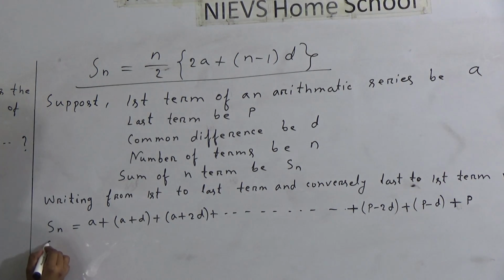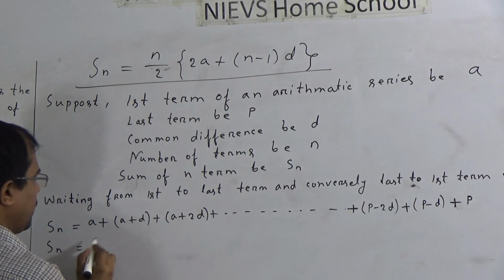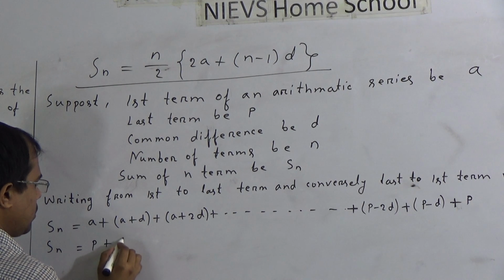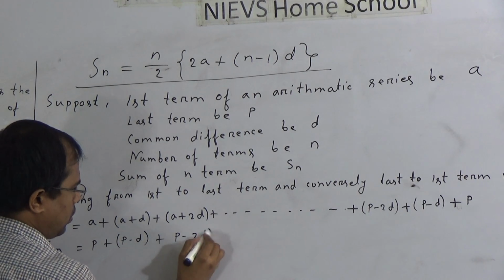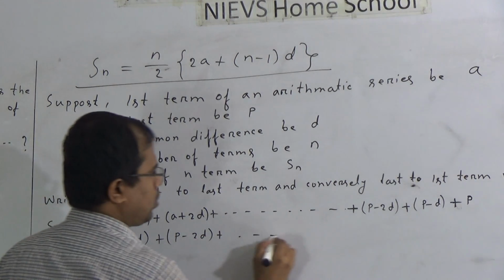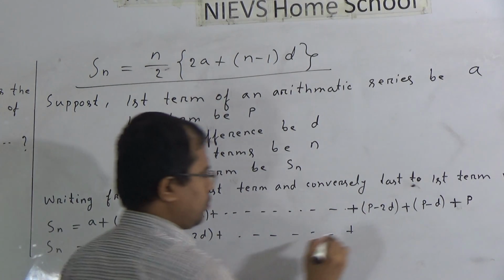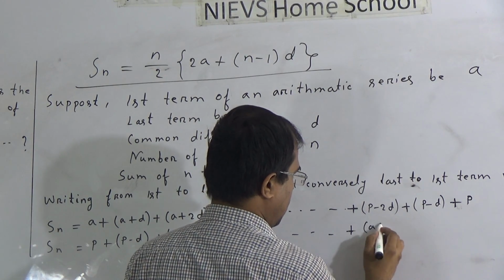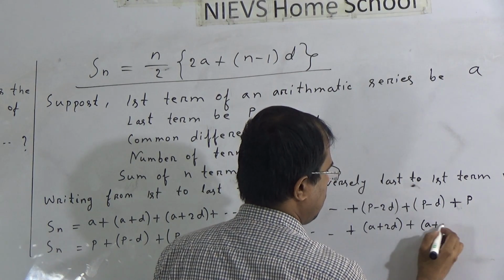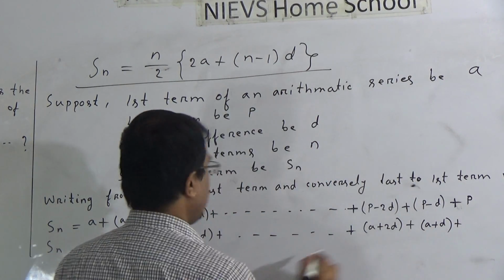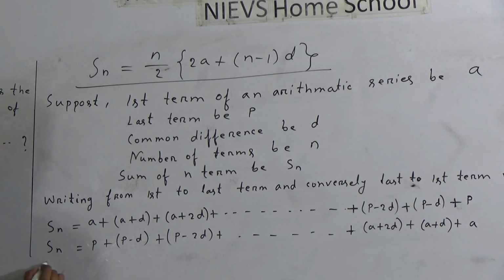Again, Sn equal to, here at first we will write p, then p minus d, then p minus 2d. p plus p minus d plus p minus 2d plus dot dot dot plus, now we will write a plus 2d plus a plus d, and then only a will come. Now we will add these two series.